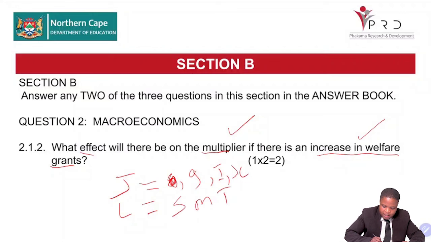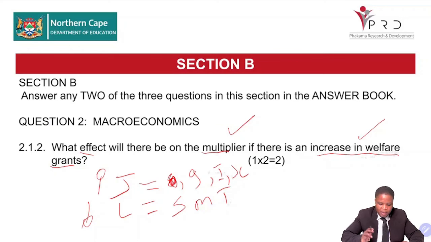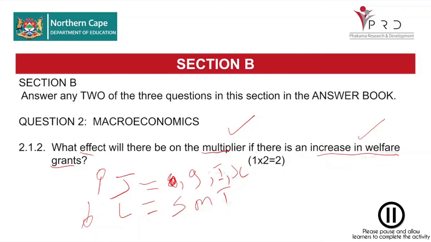Savings, import, taxes. Right? So when there's an increase in welfare grants, it means there will be more spending. What will happen to the multiplier? Injection increases the multiplier. Leakages decrease the multiplier. When there's an increase in welfare grants, it means there will be more spending. What will happen to the multiplier? I'll give you 2 minutes to discuss this one, then we look at the possible answer on the marking guideline.